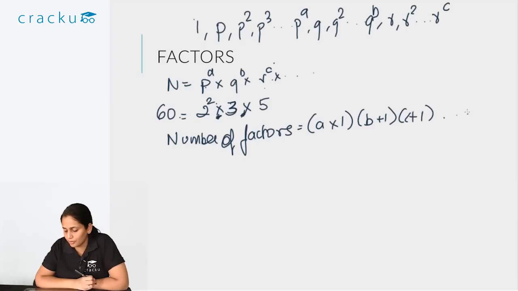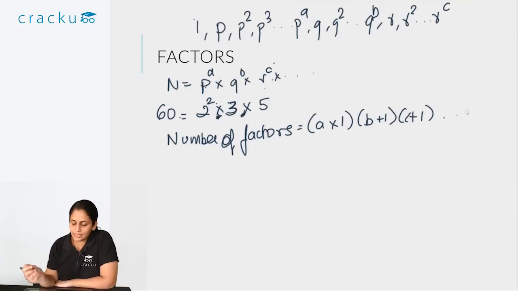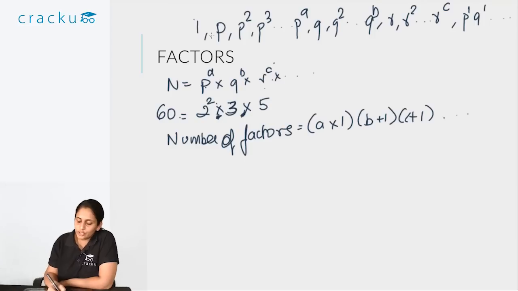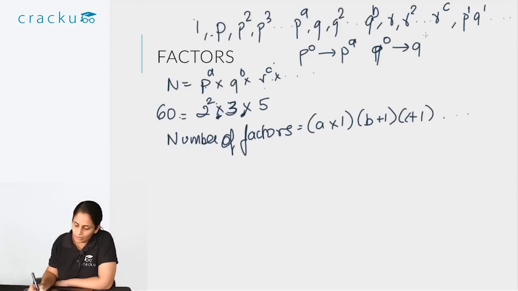So why is this the number of factors? If you think of it, each of these numbers, when you take each of them individually, you can also have the cases where you have p raised to 1, q raised to 1, and so on. So essentially you can choose p from p raised to 0 to p raised to a. You can choose q from the range of q raised to 0 to q raised to b, and you can choose r from r raised to 0 to r raised to c. So essentially you have 1 plus a choices here, 1 plus b choices here, and 1 plus c choices here.